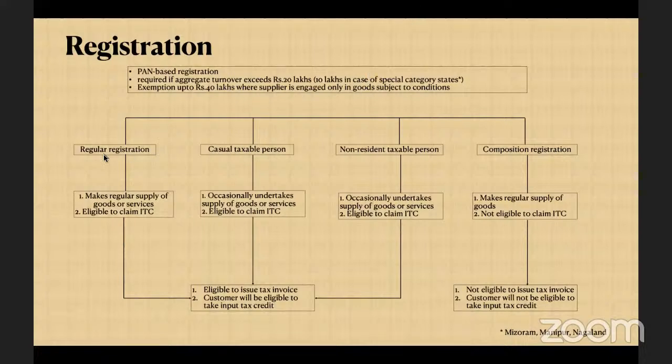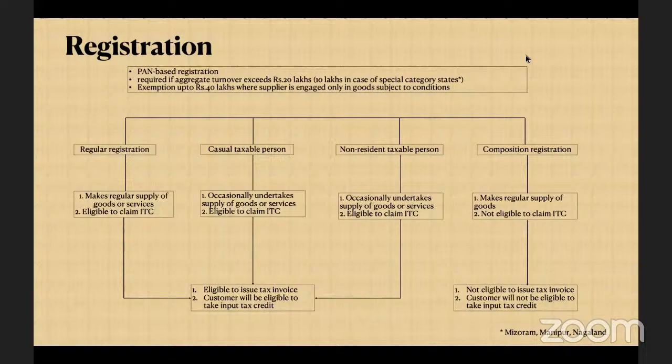Now, what is the benefit of taking registration as regular? I will be eligible to issue a tax invoice to my customer, and my customer will be eligible to take input tax credit on the tax charged on the supply. In case of a composition registration person, he will not be eligible to issue a tax invoice. At the time of raising the invoice, we specifically mention the invoice as a tax invoice. When you sell the goods, you raise a tax invoice, and on the basis of such a tax invoice, your customer will take input tax credit.